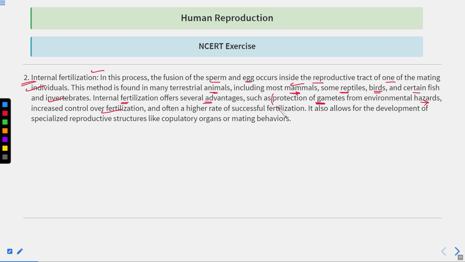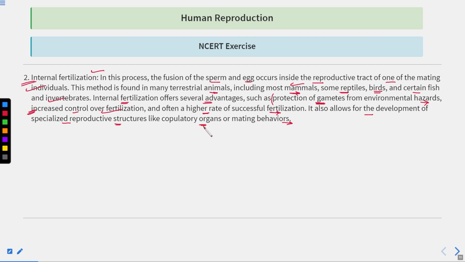And often a higher rate of successful fertilization, because both the gametes meet at a particular region, so there is a control also. Both the gametes reach the same place at the same time, and this leads to a higher rate of successful fertilization. It also allows for the development of specialized reproductive structures like copulatory organs or mating behavior. Clear? So specialized reproductive structures, copulatory organs like the penis. Penis is a copulatory organ.